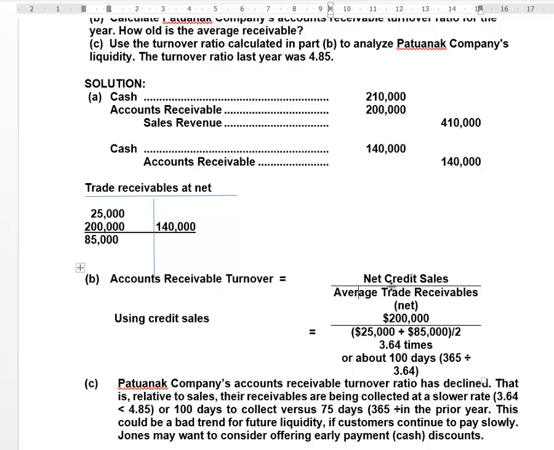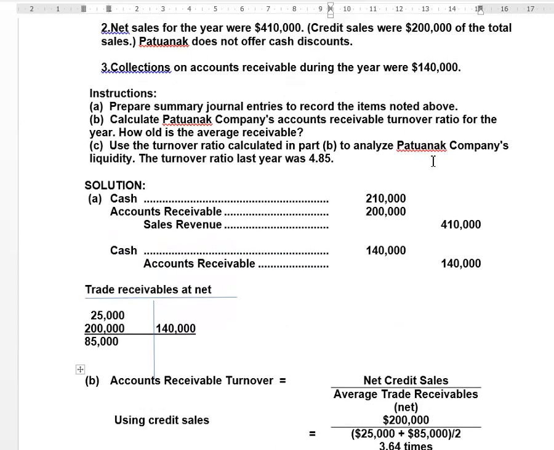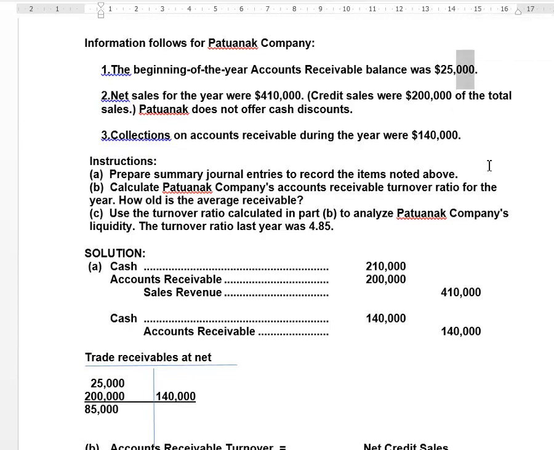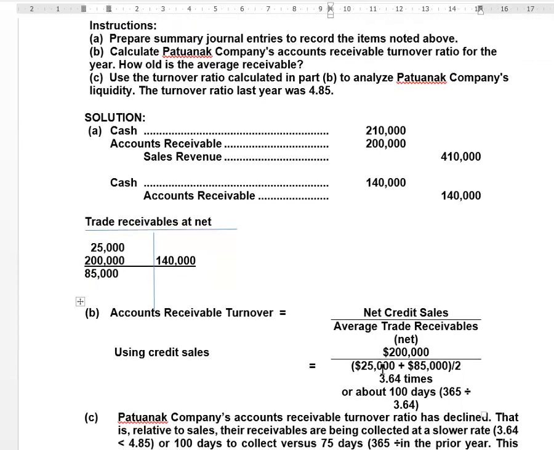And to calculate your average trade receivables, we're going to calculate the average receivables by finding out the beginning receivables, which we already knew in the question, opening $25,000, and our ending receivables. Add those two amounts together and divide by 2 to get an average. Well, to get the $85,000, how we do that is we'd look at our trade receivables at net, which includes our accounts receivable opening balance of $25,000. Anything during the year that we added to accounts receivable, which were $200,000, and our collections, which were $145,000. So we know at the end of the year we had total trade receivables of $85,000.